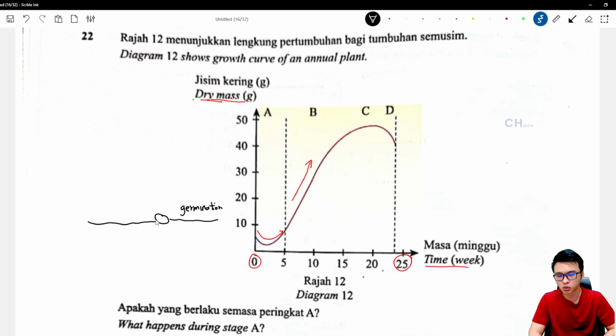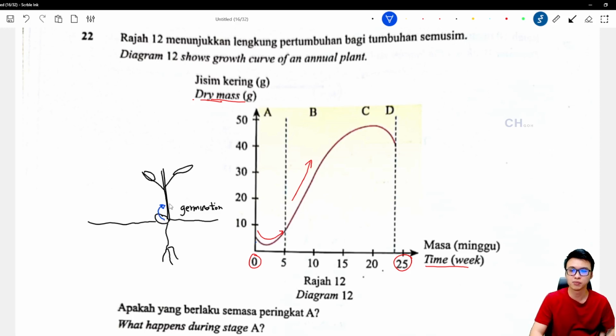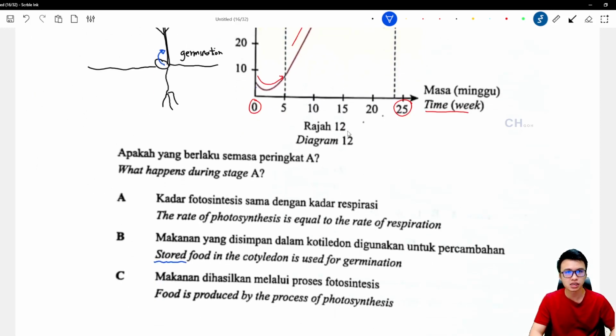So the cotyledons will provide the energy for the plants. Then they will start to grow. So energy will be absorbed by the plants before they are able to produce energy. So you can see the mass will start to decrease because it keeps on extracting the energy from the cotyledons. So the answer for this question should be B. The store in the cotyledon is used for germination. Germination is used for growth, but it's not producing any energy. So the dry mass will decrease.